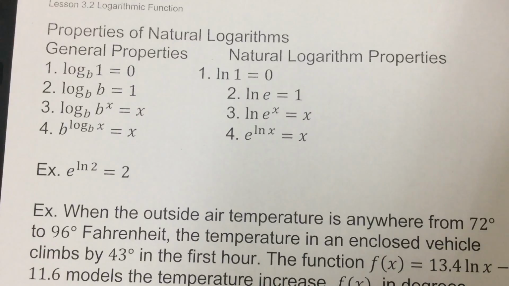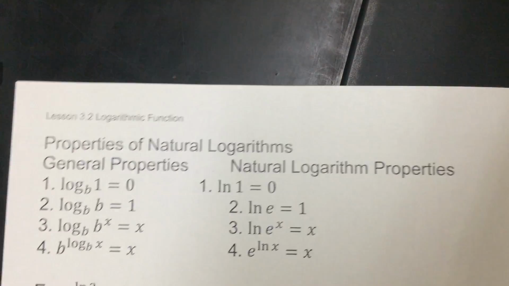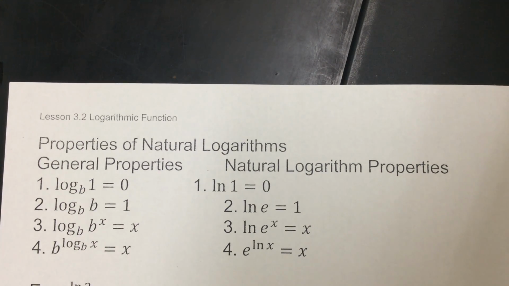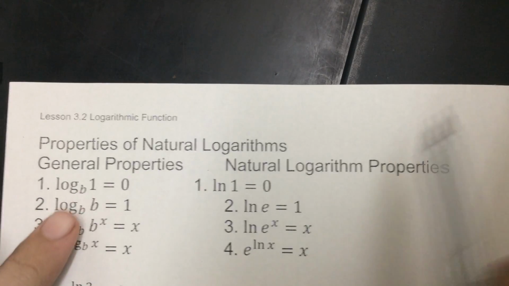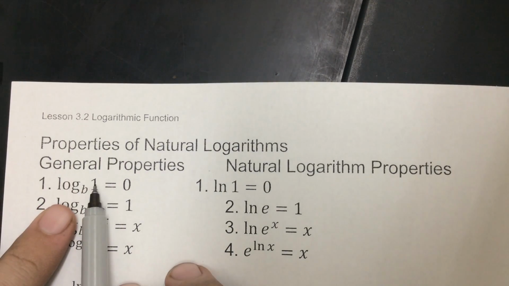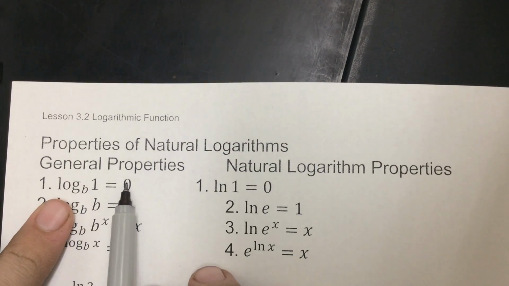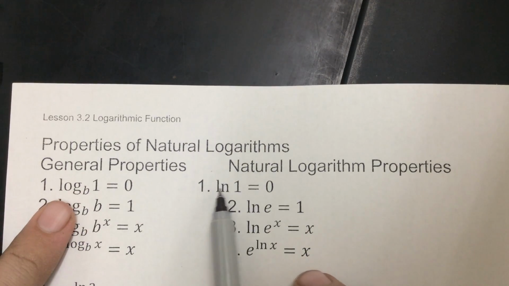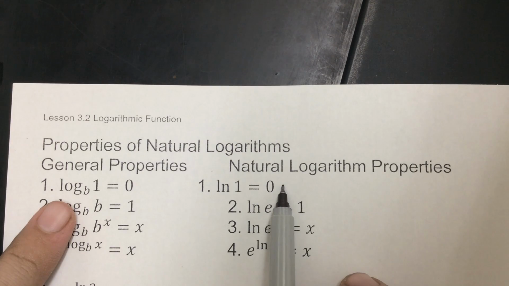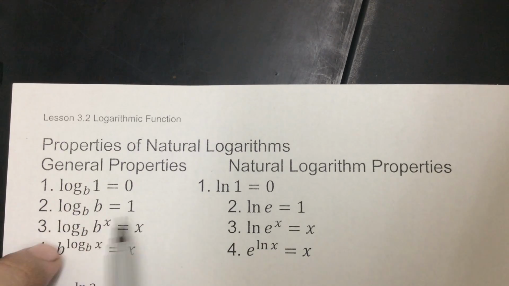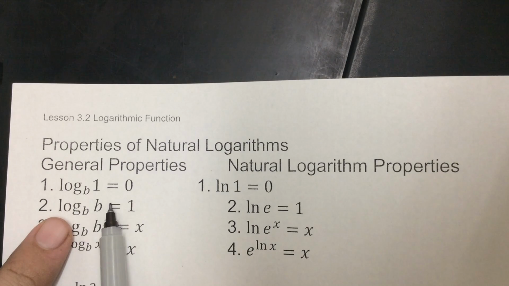So last few things here. First off, properties of natural logs. Just like with general logs, natural logs are going to have those same things. When we said it's log base b and we want 1 for our final answer, the exponent has to be 0. Same thing here. ln of 1 is 0.